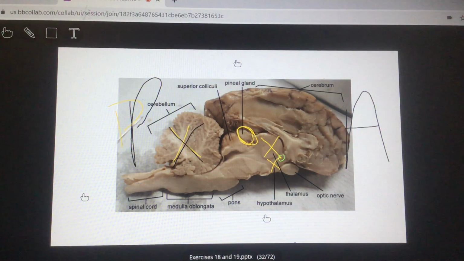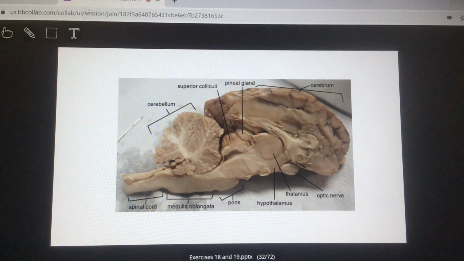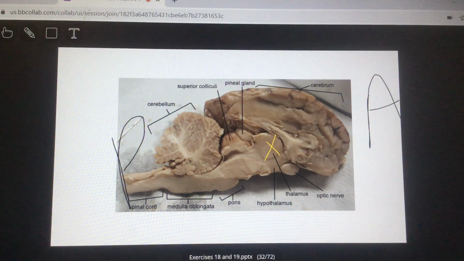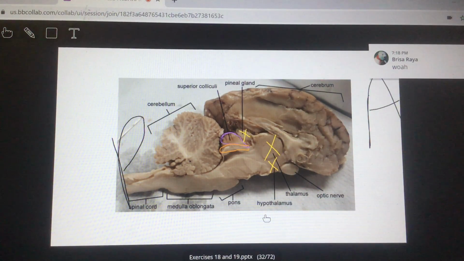Again, posterior and slightly inferior to the thalamus. So let me say that again. Posterior, anterior, right? Thalamus. Anterior, slightly inferior, hypothalamus. Posterior, slightly inferior, pineal gland. And then here is the corpora quadrigemina. That's the superior colliculus. That's the inferior colliculus. Together, they make the corpora quadrigemina. Okay, guys? Everything else is relatively straightforward.